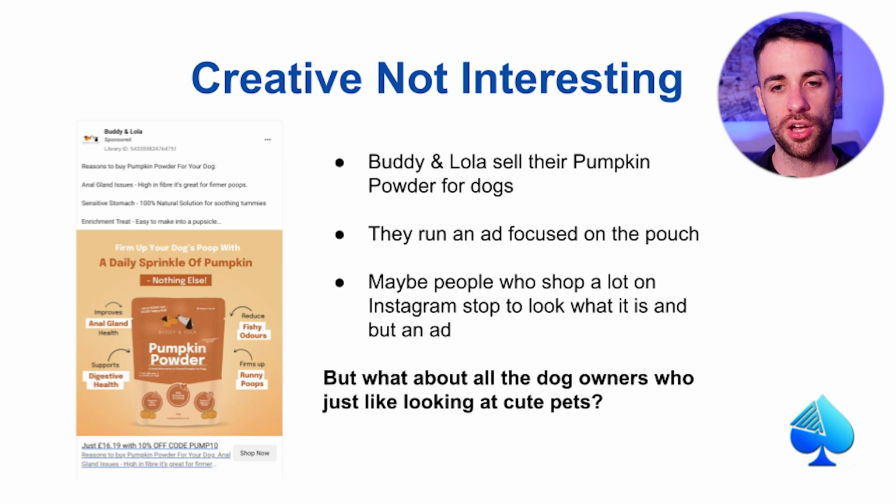So Buddy and Lola sell this pumpkin powder for dogs, and they have this very nice looking ad here that is focused on the pouch. So maybe there's people on Instagram who like to shop on Instagram, and this is a typical ad that they know it's a product, they like to shop. It's going to stop them scrolling and investigate further. But what about the people who aren't really there to shop, are dog owners and just like looking at cute pictures of pets, and they will shop now and again, but that's not really the core reason they're on the platform? Well, that ad's not going to really interest them because it's quite obviously for shopping.